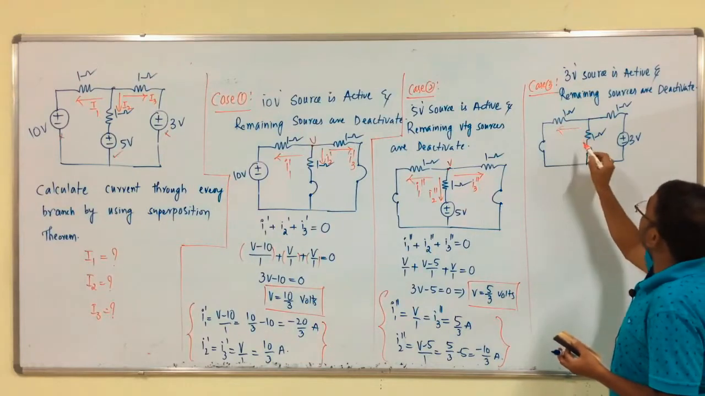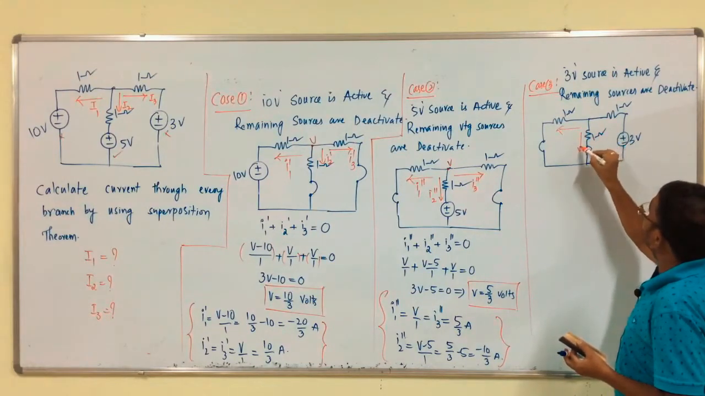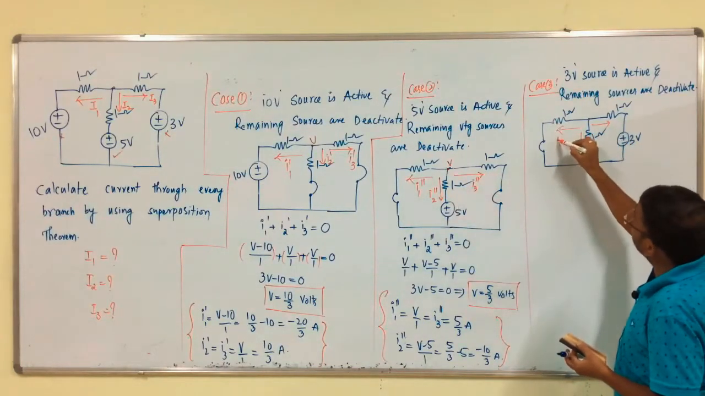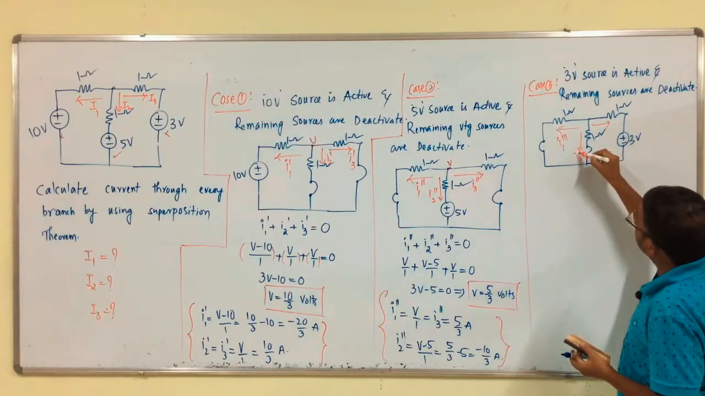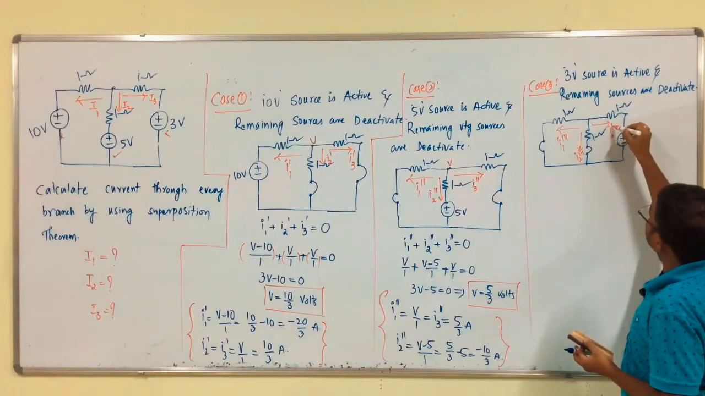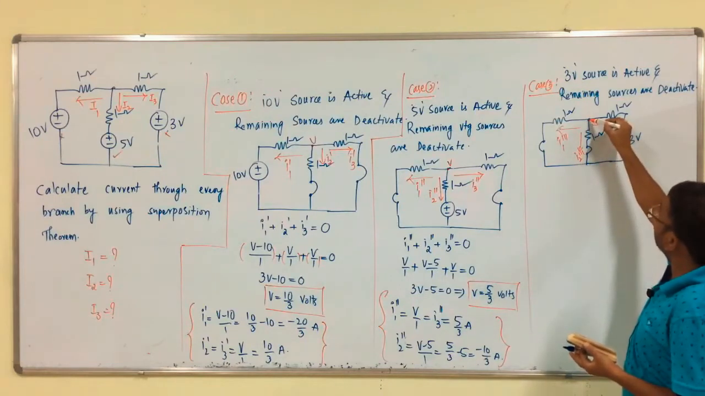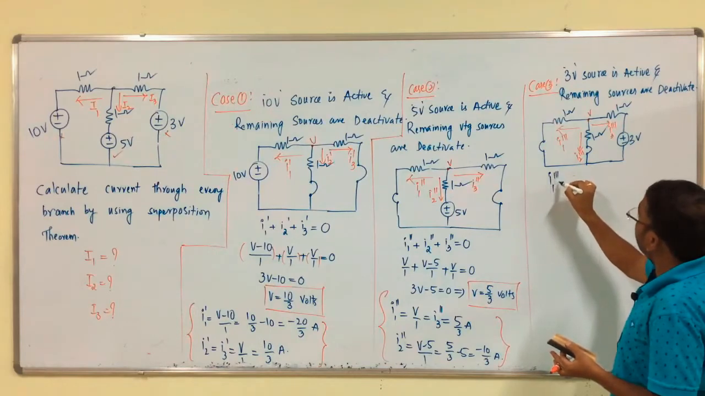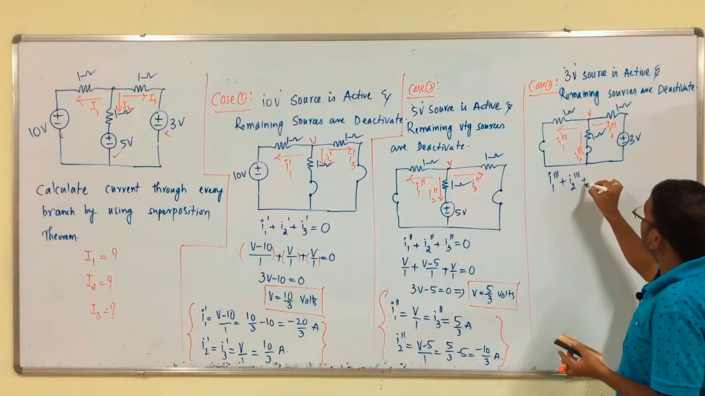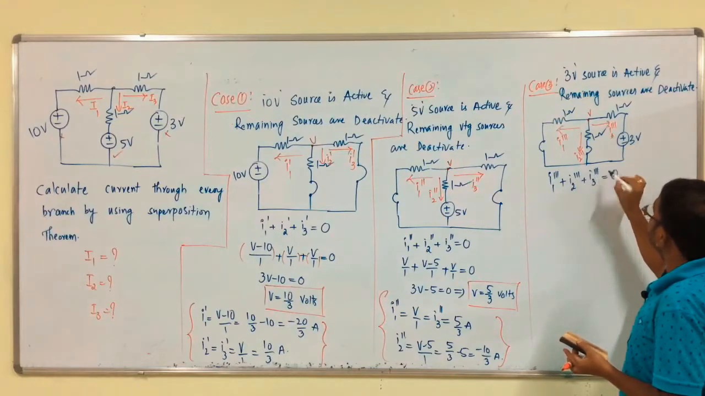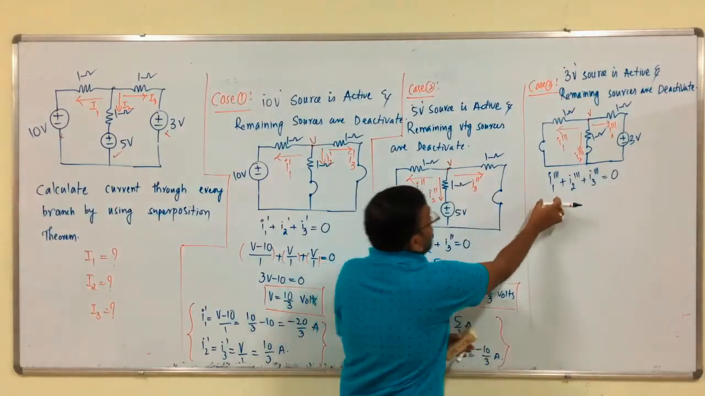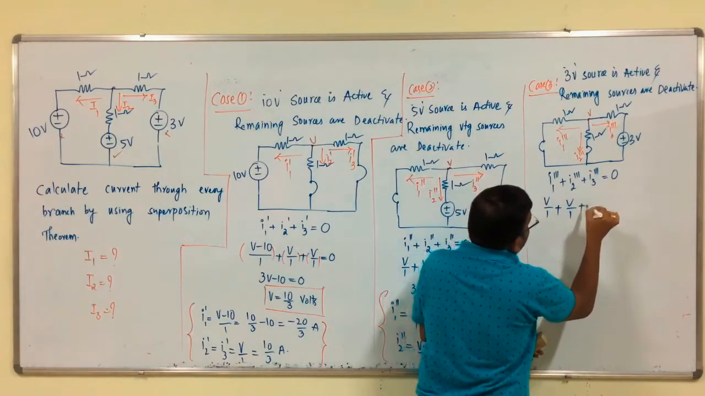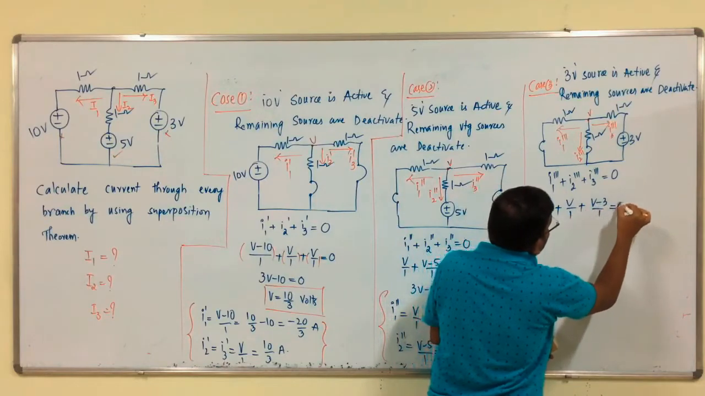So, again the current directions are like this: I1 dash, I1 double dash, now it is I1 triple dash. This is I2 triple dash, this is I3 triple dash. Again we do not know the nodal voltage. From this, I1 triple dash plus I2 triple dash plus I3 triple dash equals 0. Okay. From this, (V minus 0) by 1 plus (V minus 0) by 1 plus (V minus 3) by 1 equals 0.